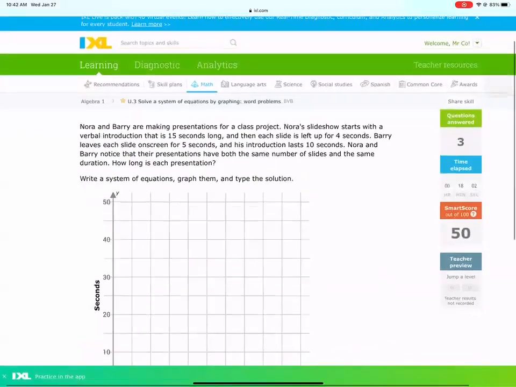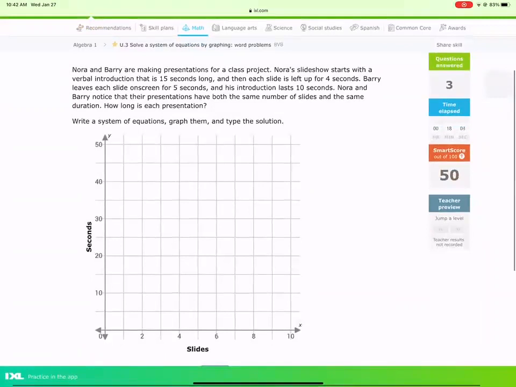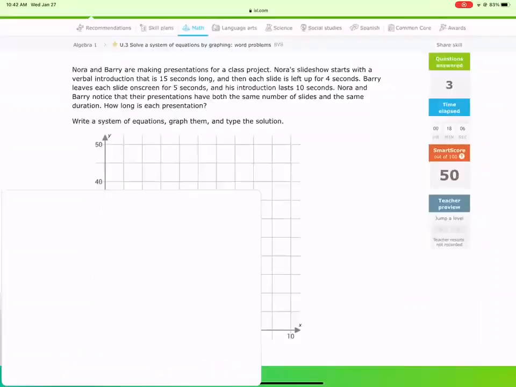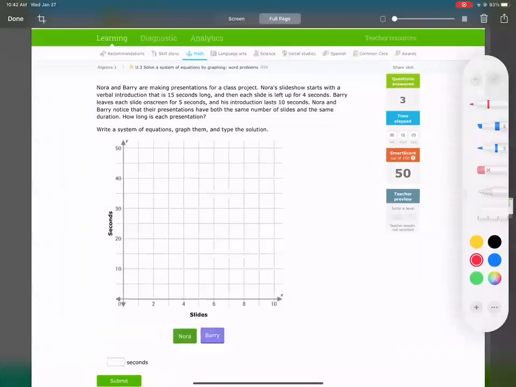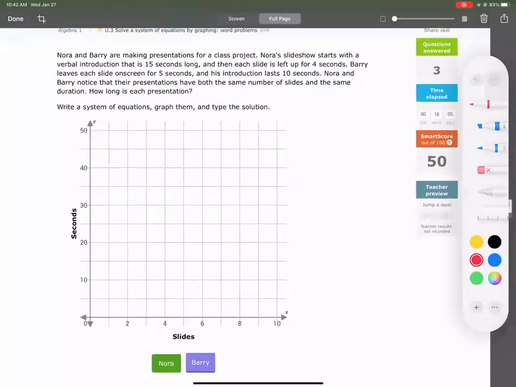Okay, we're going to do one more question here. Nora and Barry are making presentations for our classroom. Nora's slideshow starts with a verbal introduction 15 seconds long. So we know she's going to start off 15 seconds long. And then each slide is left up for 4 seconds. So plus 4 seconds per slide is equal to the number of seconds total. I'm going to use T for time in the end.